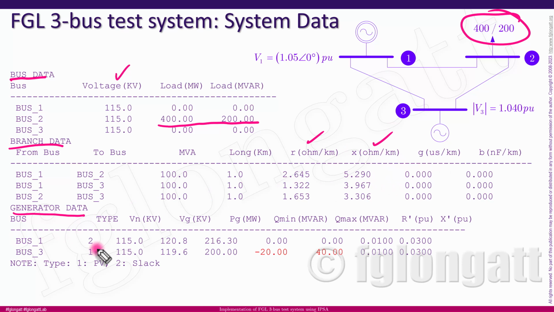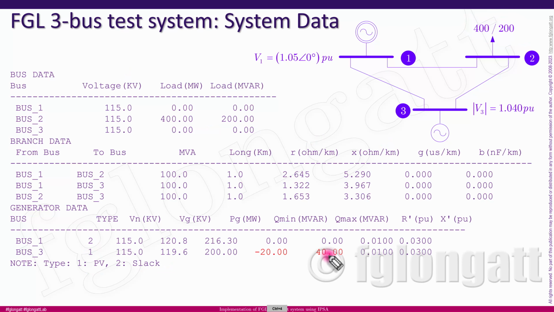And finally, we have here some very interesting detail for the generators. Generator 2 is type 2, that means it is the slack bus bar. Generator 3, connected to the bus bar number 3, is a PV, and that means that there are some limits over here, minus 20 and plus 40 MVAR. You can find this data, you can go to the ResearchGate repository, the link is below the video, and also you can download the detailed data of this test system, okay?